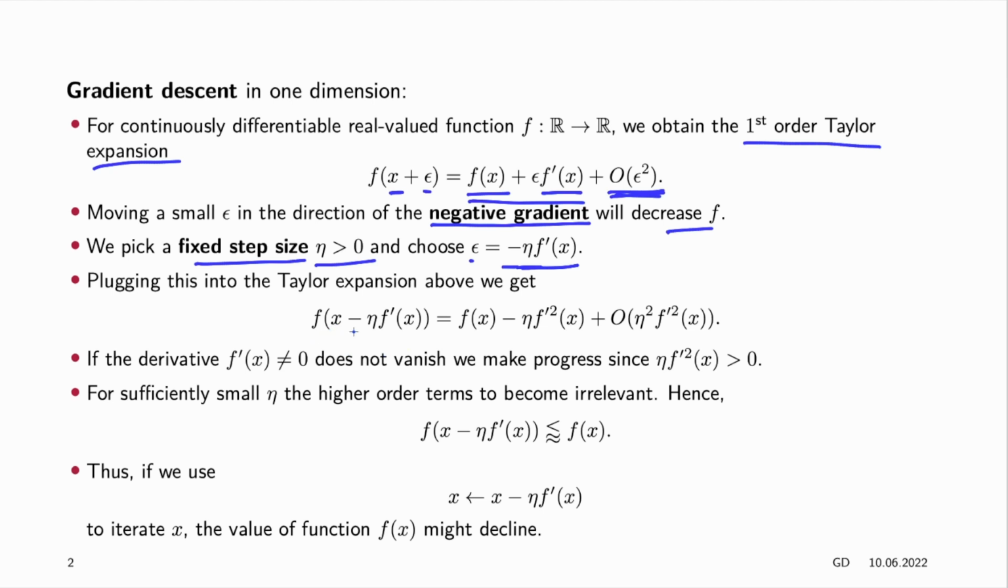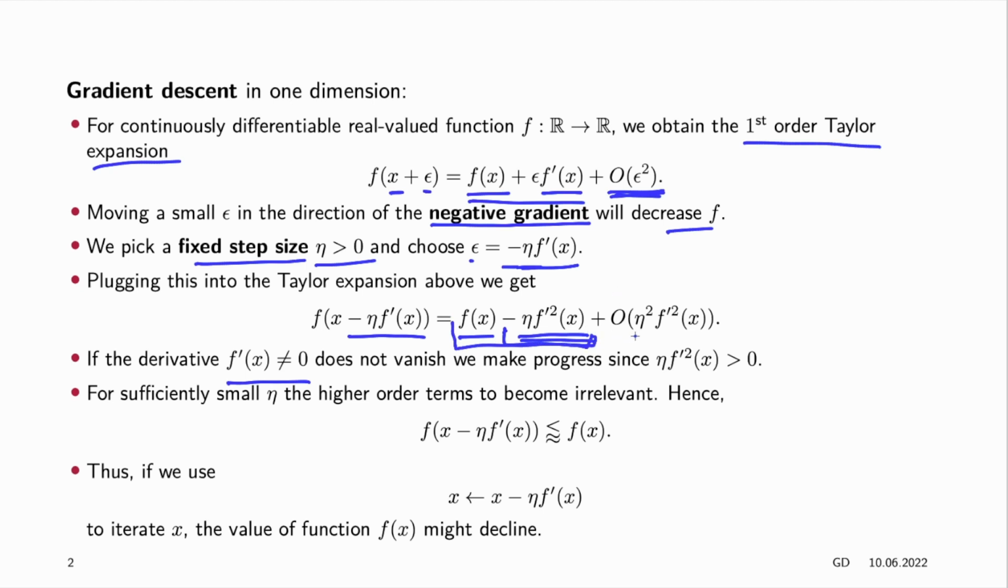Now, if we plug that in for our epsilon, then we see that f of x minus this little step that we're doing in the direction of the negative gradient is equal to f of x minus eta times a term that is the square of the derivative of f. Remember, we're taking for epsilon f prime times eta, so we're getting the square of f prime, which is a positive number, because we're assuming that f prime does not vanish, so it's non-zero, so the square is a positive number. We're multiplying that by a small positive number, so this whole term is positive, there's a minus in front of it, so this whole term is negative. So this leads to a reduction in our function value estimate.